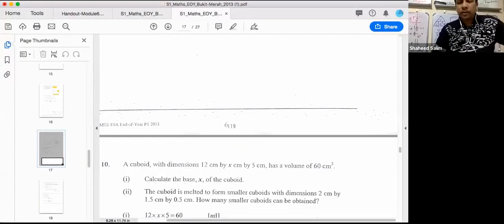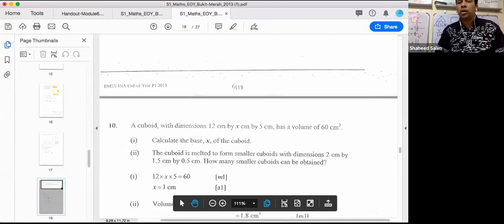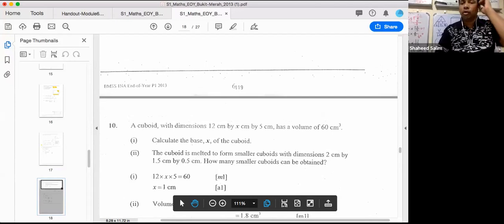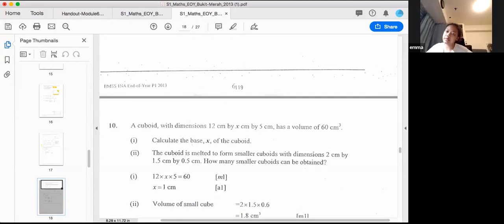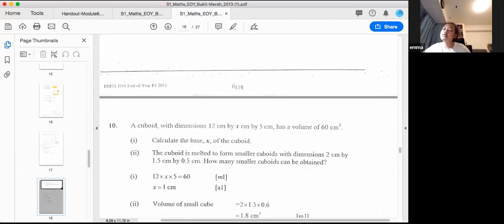I hope it's easy. Now they say the cuboid is melted to form smaller cuboids of dimension 2 by 1.5 by 0.5. They ask how many smaller cuboids can be obtained. The volume is 60, so you find the volume of one small cuboid. Take 2 times 1.5 times 0.5. How much is it? 1.5. So now you have 60 cubic cm, and each one is 1.5. How many? 40.